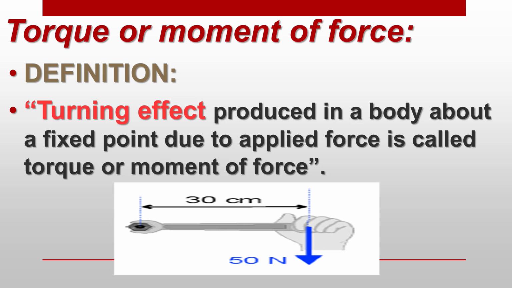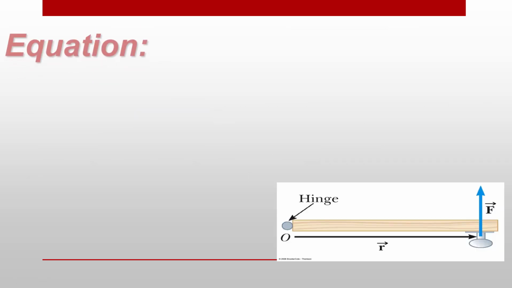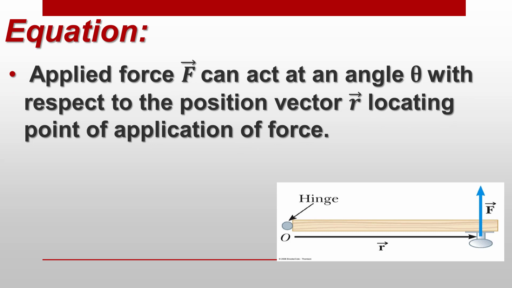So when we apply force on this spanner and it causes the spanner to rotate, this effect is known as torque, the turning effect produced in a body about a fixed point. Okay, the applied force F can act at an angle theta with respect to the position vector r locating the point of application of force.